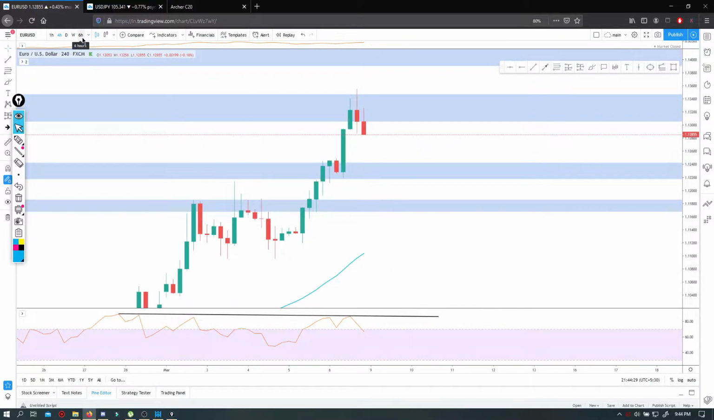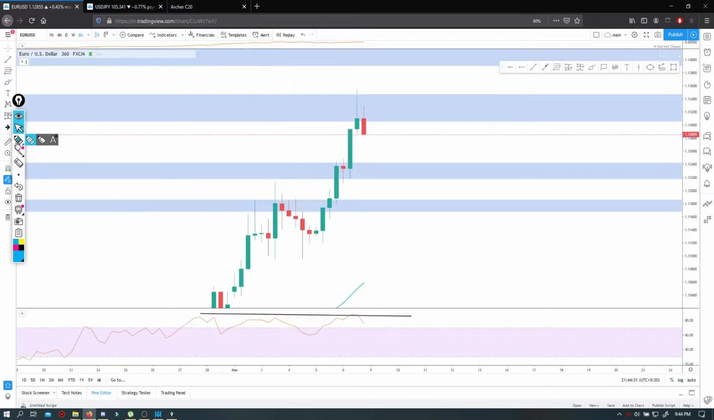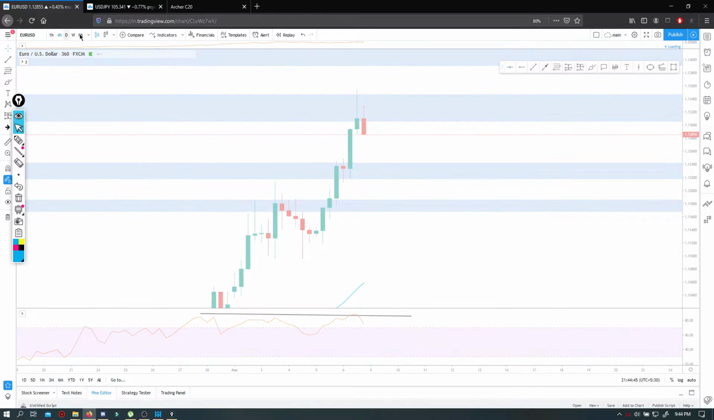So as I have told you, in 6 hour there is a nice little engulfing candle, and you can take a trade from here. But guys, listen, as we all know, this pair is in an uptrend, and we don't want to go against the trend. So it's better to wait.